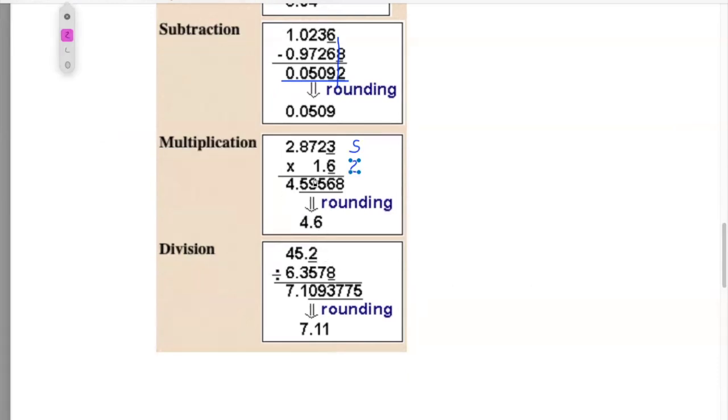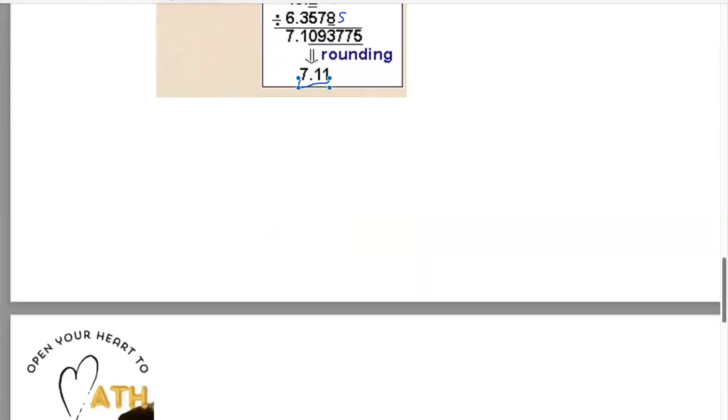2 sig figs, so you round 4.5. 9 is bigger than 5, so 4.6. Division is the same. Find the 3 sig figs, the 5 sig figs, and then you choose the 3. So at the end, you have to round it so that it has 3 sig figs. All right, here we go.